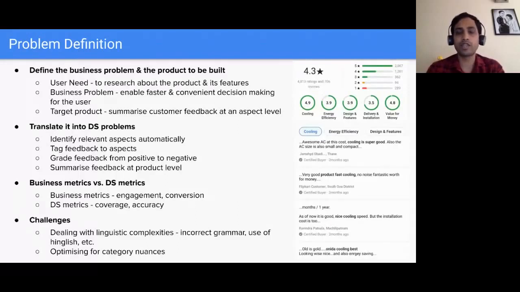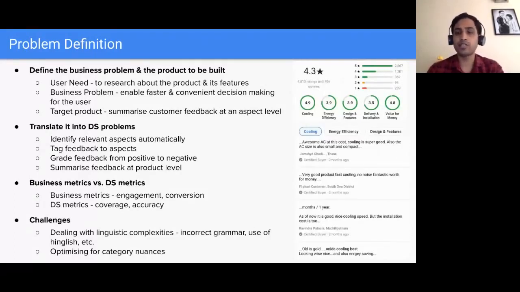But in an online world where you do not have a sales assistant, how do you resolve that? How do you enable research to be done? That's the user need, and the business problem is obviously how do I enable the user to make a decision in the most fast and convenient way possible.